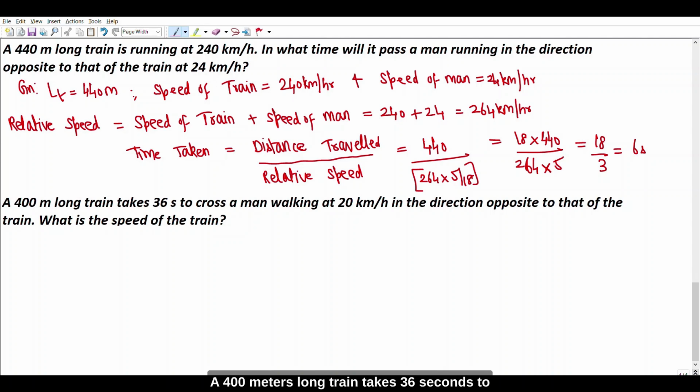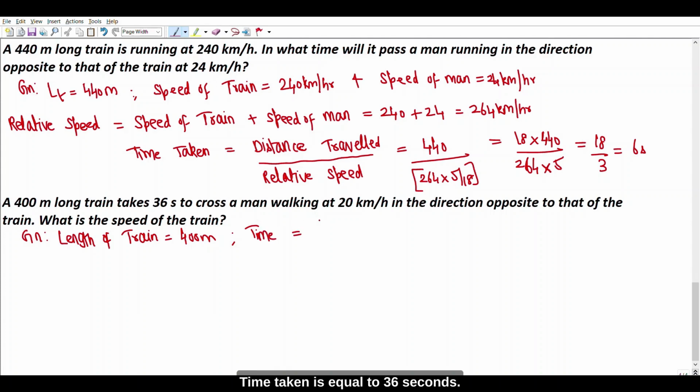A 400-meter long train takes 36 seconds to cross a man walking at 20 km per hour in the direction opposite to that of the train. What is the speed of the train? So from the question, we can understand that length of the train LT is equal to 400 meter.